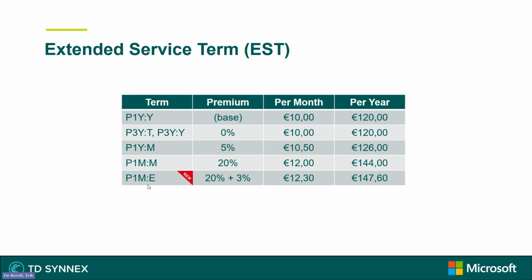And the extended service term is based on the monthly price, at 20% plus 3%. So not 23, but 20% plus 3%, which gives you a bit more than 12.30. So beware of this price change. If you go to EST, it will be a bit more than the monthly.